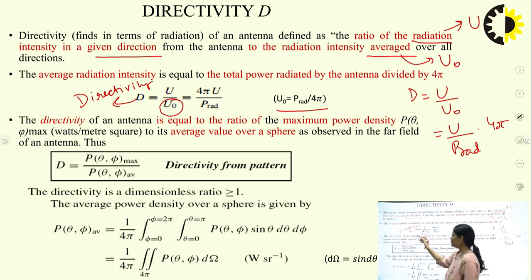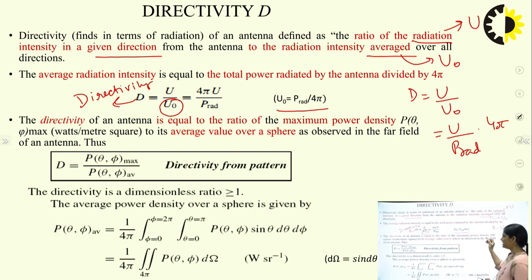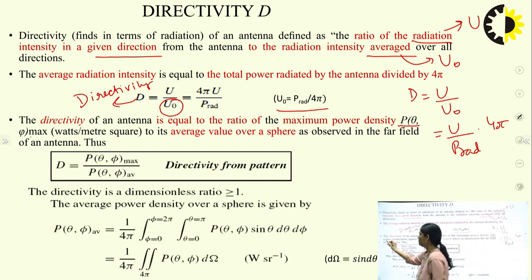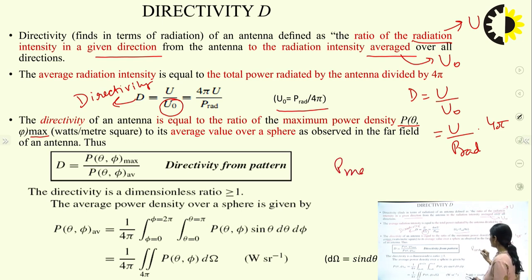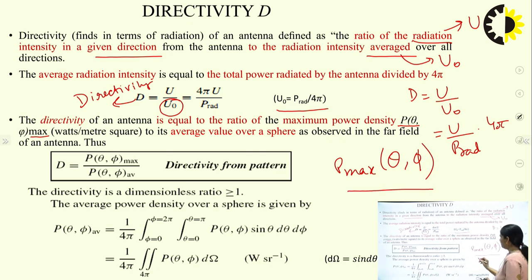Now, directivity of an antenna is equal to the ratio of the maximum power density, represented by P max with coordinates theta and phi, divided by P average.